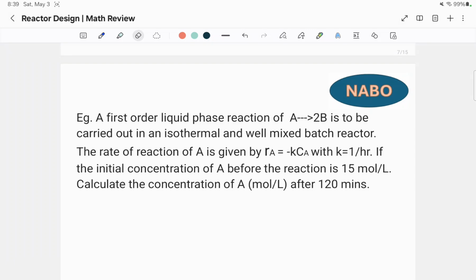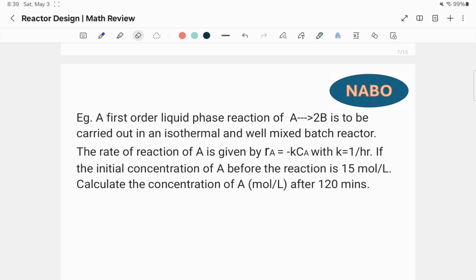Hello everyone, in today's video we will be going through our first reacting design example. So let's go ahead and read the problem statement. Feel free to pause the video at any time and try to solve the example yourself, and then you can compare your solution with mine. So let's go ahead and start.